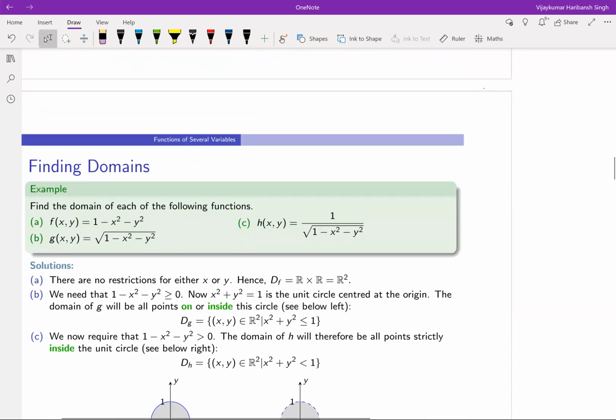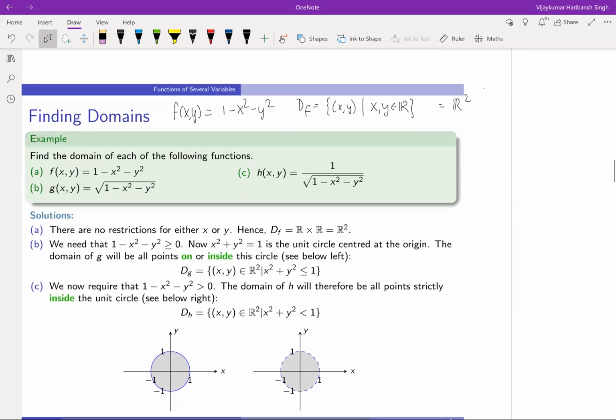So first things first, whenever you're given a function, you want to find out the domain of the function, right? So let's consider the first function, f(x, y) equals 1 minus x squared minus y squared. To consider the domain of this, we have to see what the restrictions for x and y are. There's no restriction really. So here the domain of f is going to be all possible (x, y), both belonging to R. Such a thing is called R2.